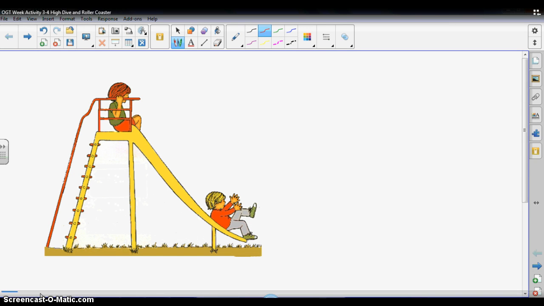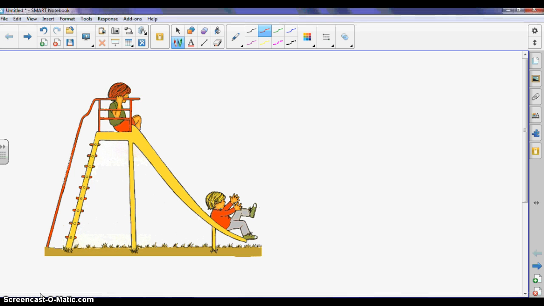What you guys have been working on the past couple days are some basic energy transformations. You used the energy skate park and saw that at the top of the half pipe you had a lot of gravitational potential energy, and as he was falling down that ramp, that gravitational potential energy was being transferred to kinetic energy.